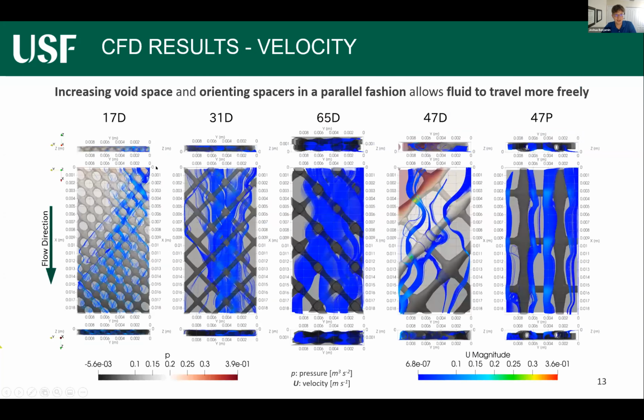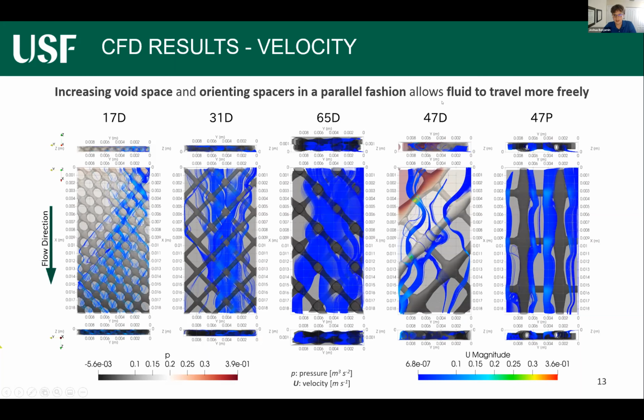In terms of the results from the CFD, this graphic shows the velocity flow fields overlaid over the pressure gradients. In these graphics, the velocity flow fields are colored from blue to red, and the pressure gradient is colored from black to red in the background. And you can see that the main trend that we identified is that increasing the void space, which is just the amount of space that the fluid can flow through, and orienting spacers in a parallel fashion allows the fluid to travel more freely.